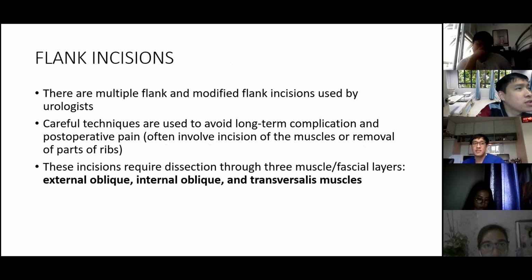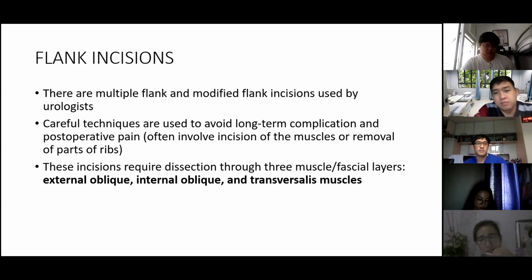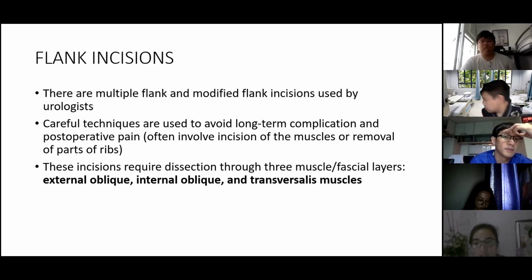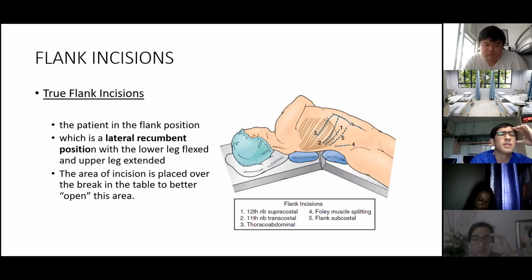And next is the flank incisions. There are multiple flank and modified flank incisions used by the urologist. Careful techniques are used to avoid long-term complications and post-operative pain, which often involve incisions of the muscles or removal of parts of ribs. These incisions require dissection through three muscle and fascial layers: the external oblique, internal oblique, and the transversalis muscles.